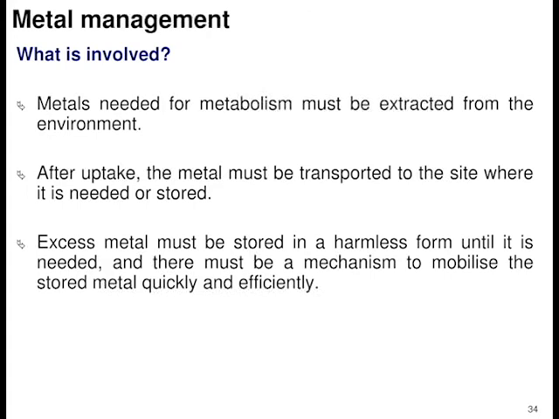So first, metals needed for metabolism must be extracted from the environment. So iron comes from our diet. After uptake, the metal must be transported to a site where it is needed, or stored. Excess metal must be stored in a harmless form. And when I need it, it must be made available immediately. I cannot wait. Our system is in homeostasis, a balanced state.